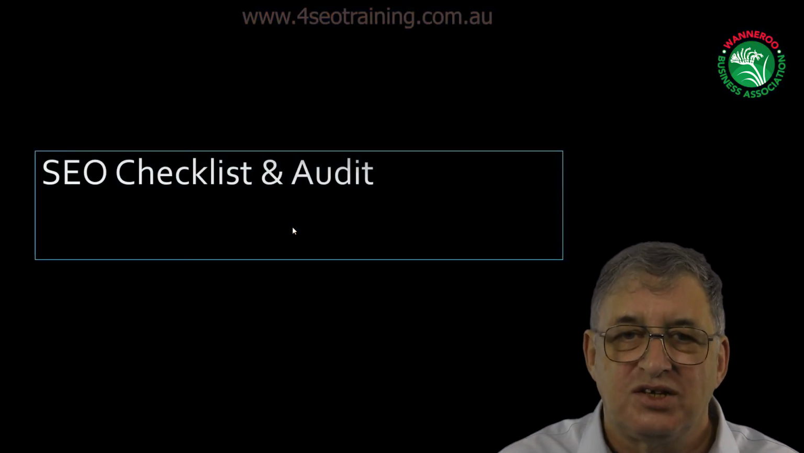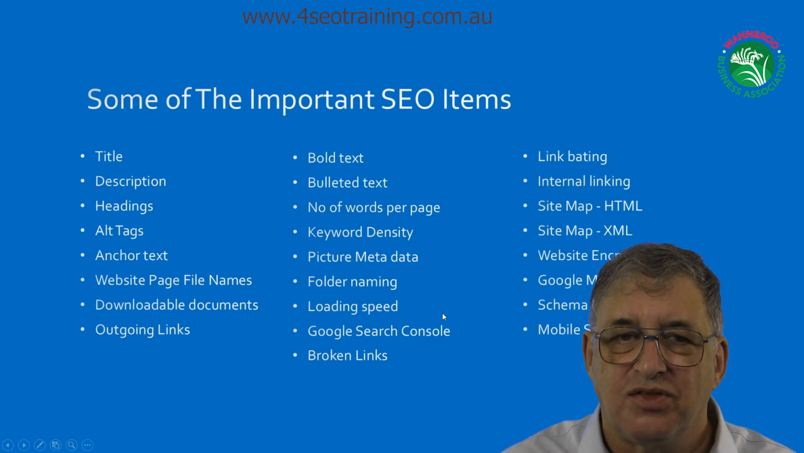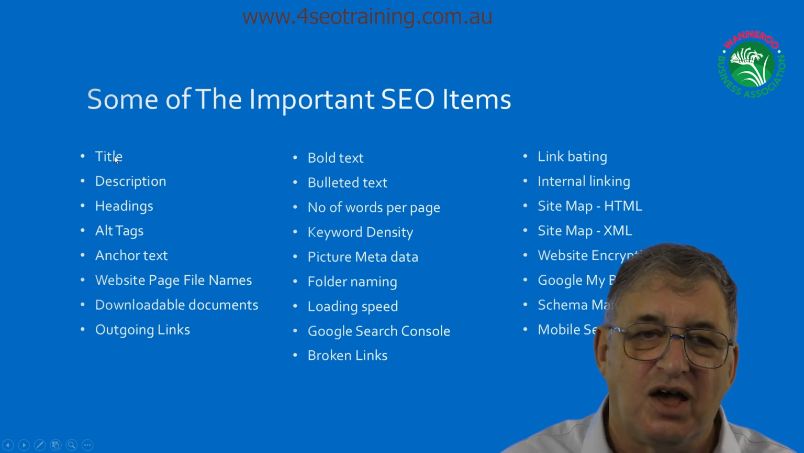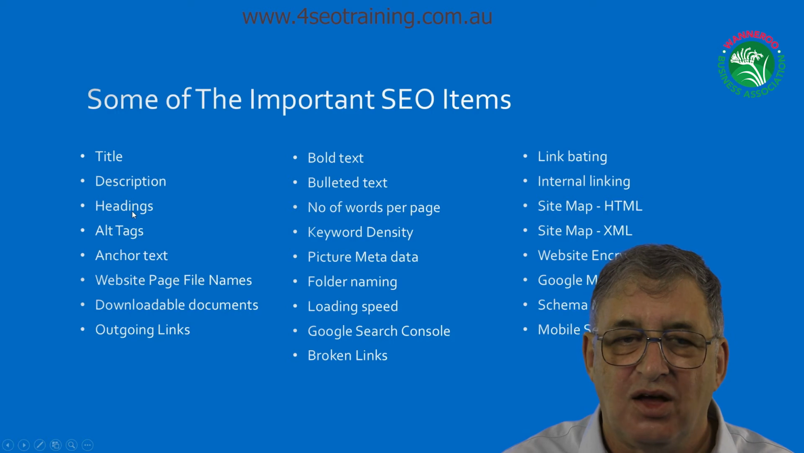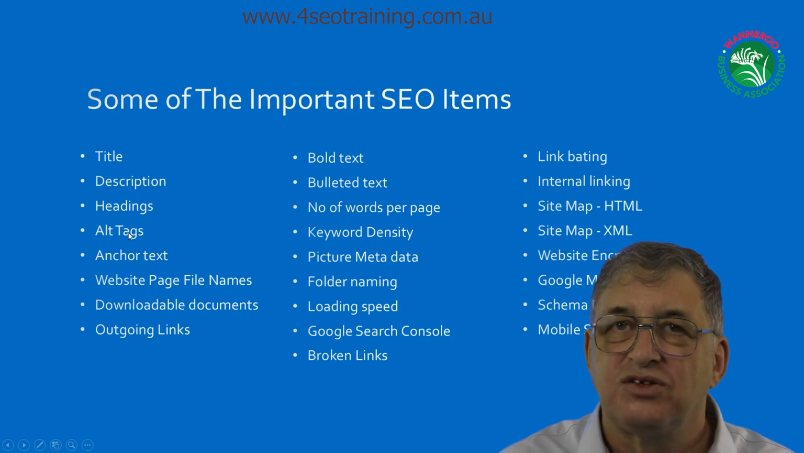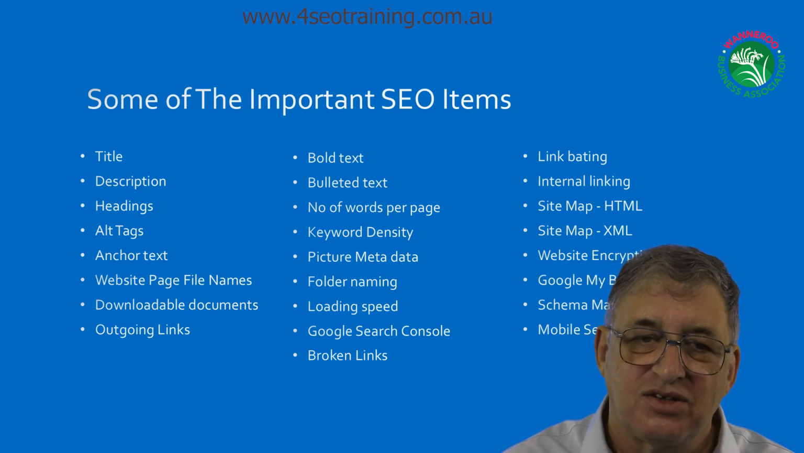Right, SEO checklist and audit. These are the sort of things you need to start thinking about. I've talked about the title and how important that is. I've talked about headings and how important they are. Do you remember alt tags? Those are the tags that go behind the images. That's important. Anchor text, I haven't mentioned that.